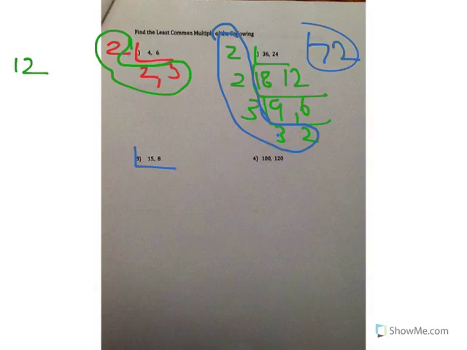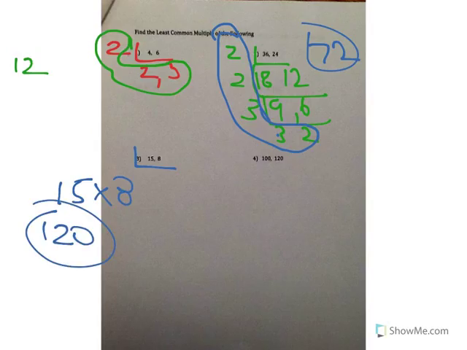Back down here, for 15 and 8, does any number go into both? 2's, no, because it doesn't go into 15. It does go into 8. 3's, no, it goes into 15, doesn't go into 8. 5's, no, neither. So actually, the greatest common factor in this one here is just going to be 1, so we multiply 15 times 8, which in this case here is going to be 120.